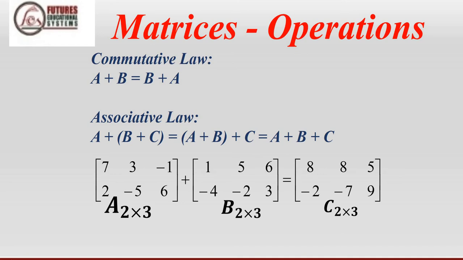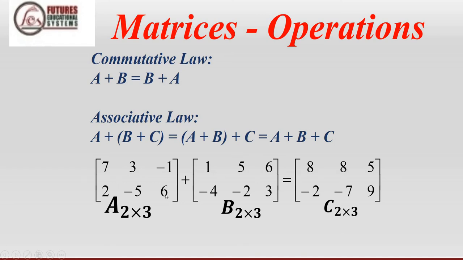Look at this example. To add these matrices, A is 2 by 3 and B is 2 by 3. The result matrix C is 2 by 3. Add the first element A11 to the corresponding element of the other matrix. 7 plus 1, the result is 8. 3 plus 5, the result is 8. Negative 1 plus 6, the result is 5.